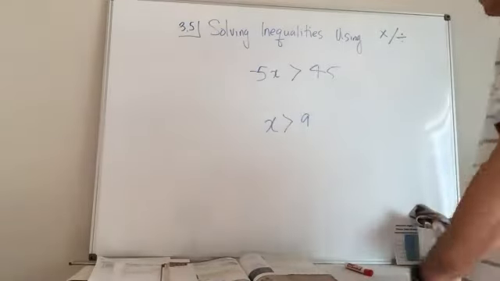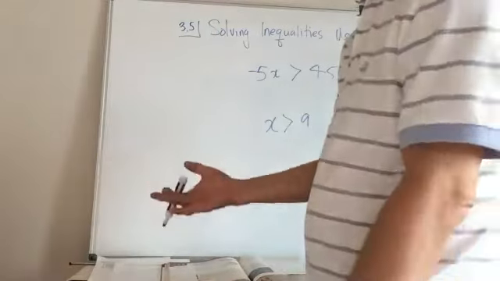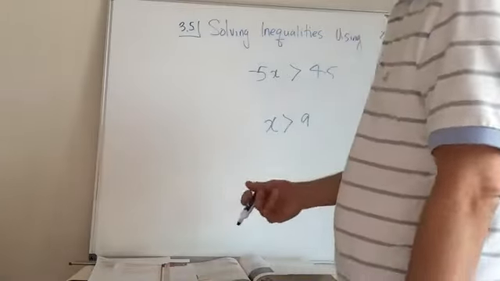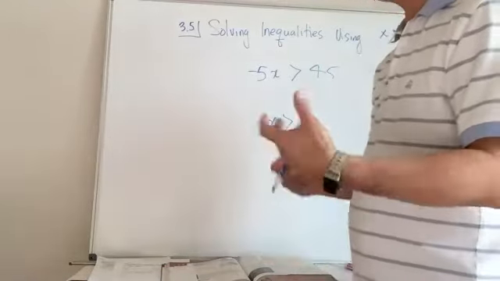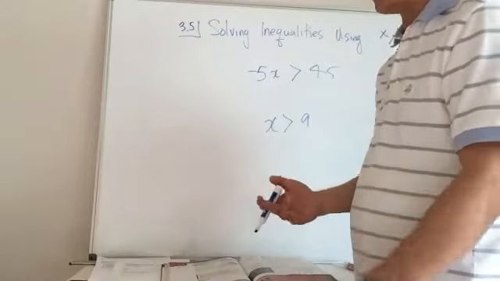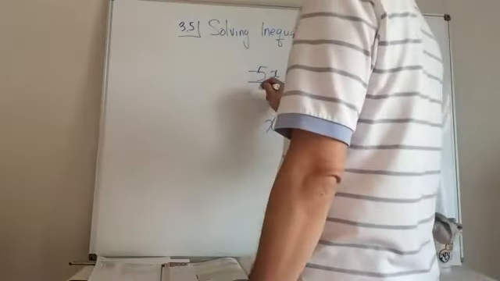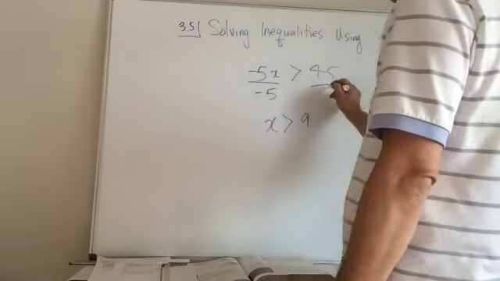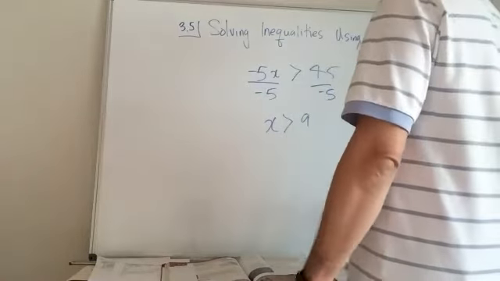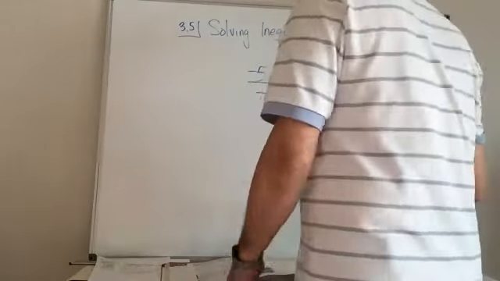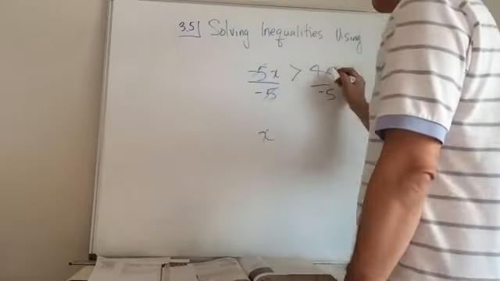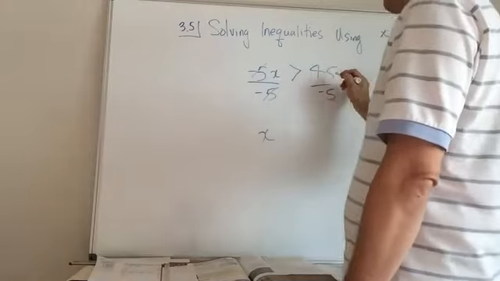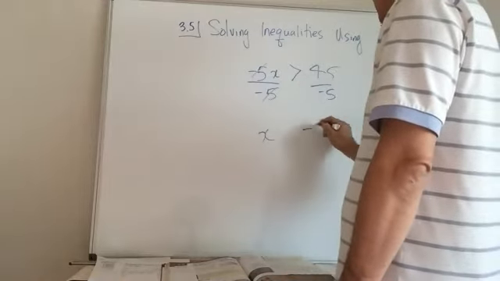Now here's where you have to pay close attention. When you divide by, or multiply for that matter, a negative number, so I'm dividing by a negative number here, this cancels out. I get x here. Again, I have a positive divided by a negative, so it's going to be -9.